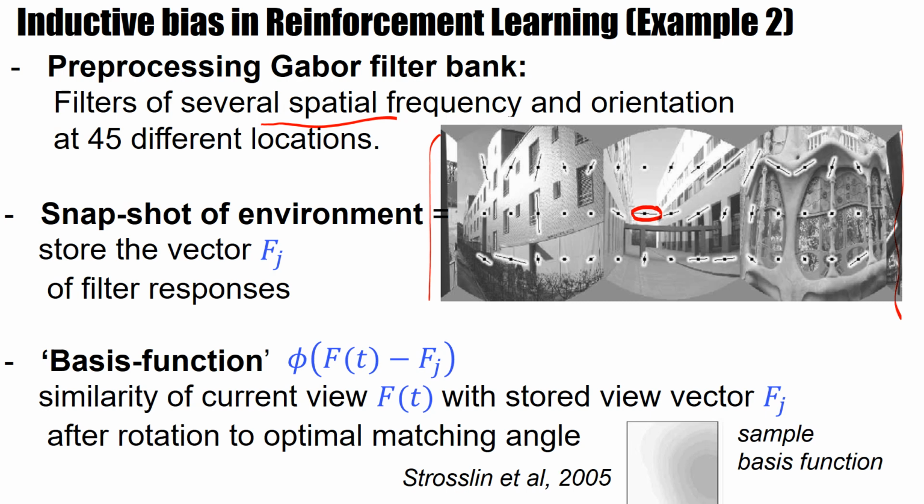So we take a snapshot of the environment, and we store the set of all filter responses, which means we store the vector f_j. f_j is the stored view vector, the stored set of filter responses. And then our basis functions for a basis function network are the similarity of the current view, the filter responses at time t, f(t), compared with the stored view vector f_j. And we do that after rotation to the optimal matching angle.